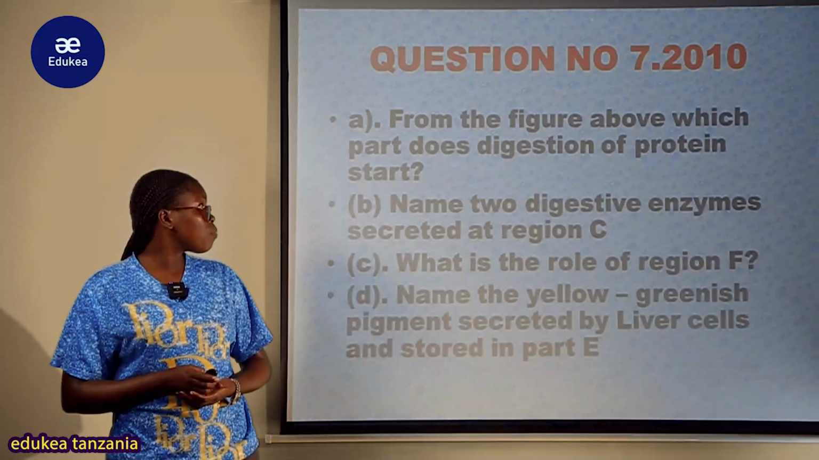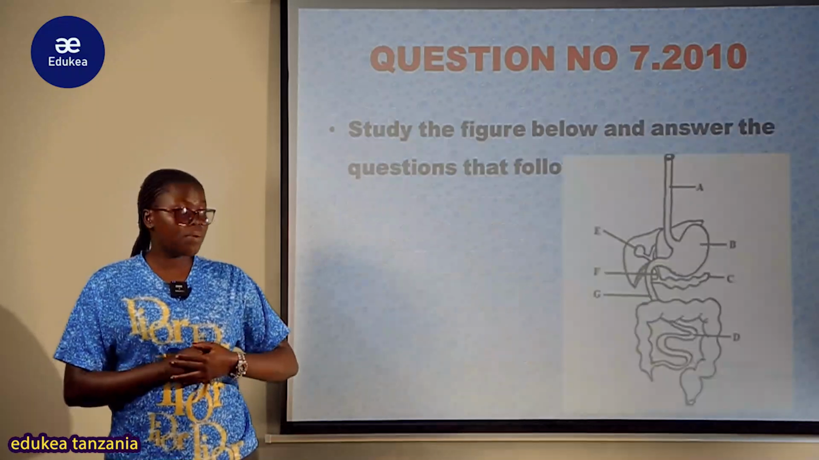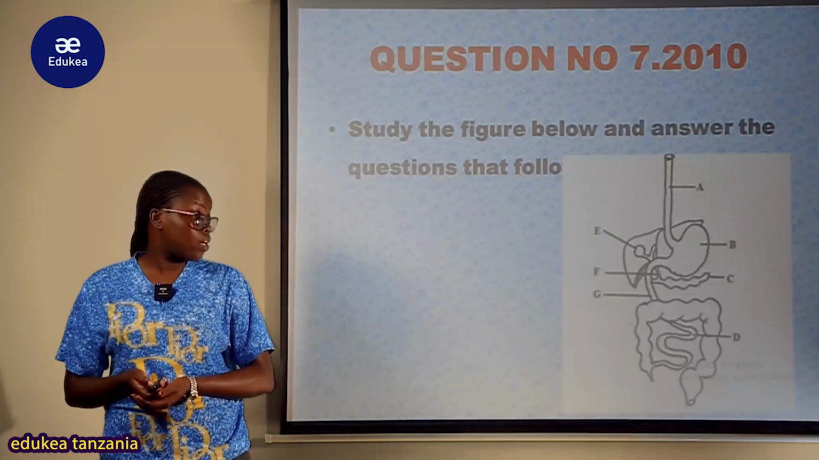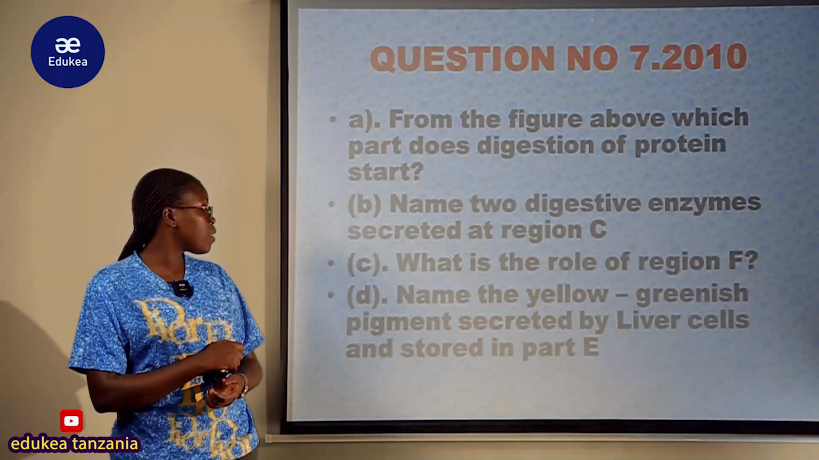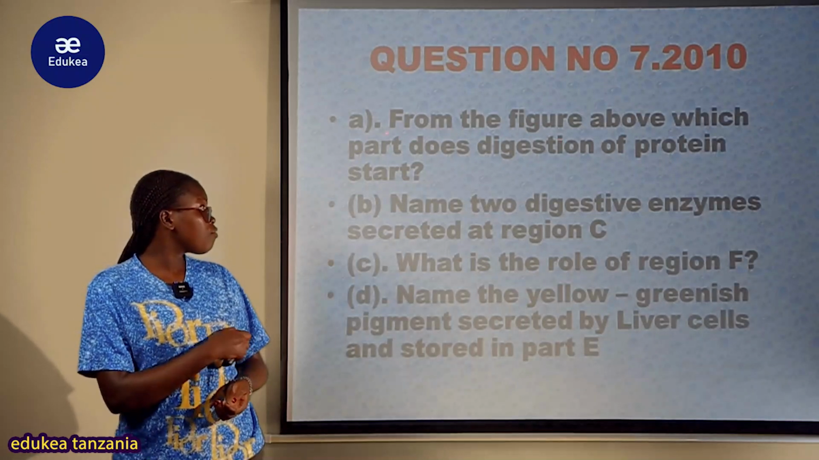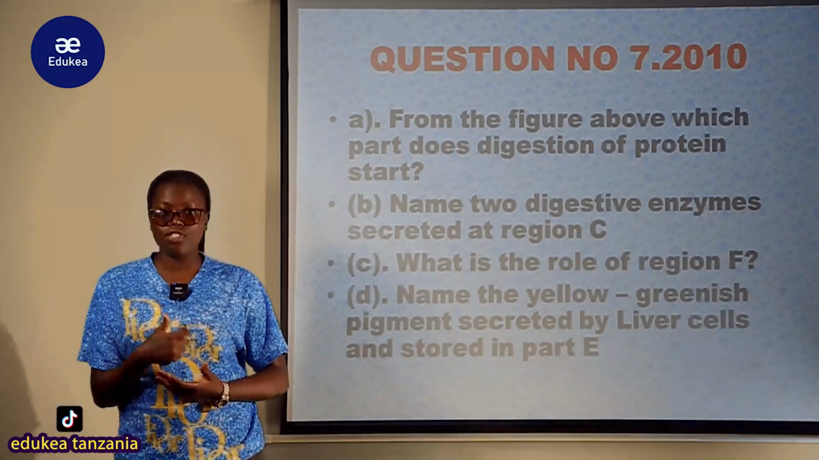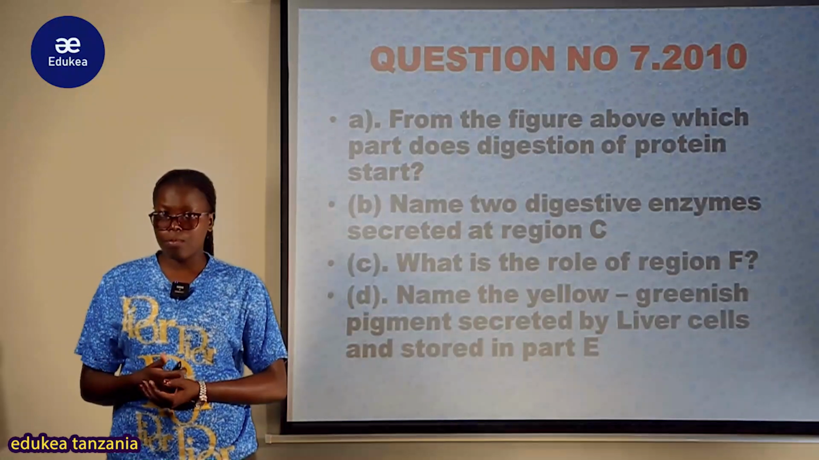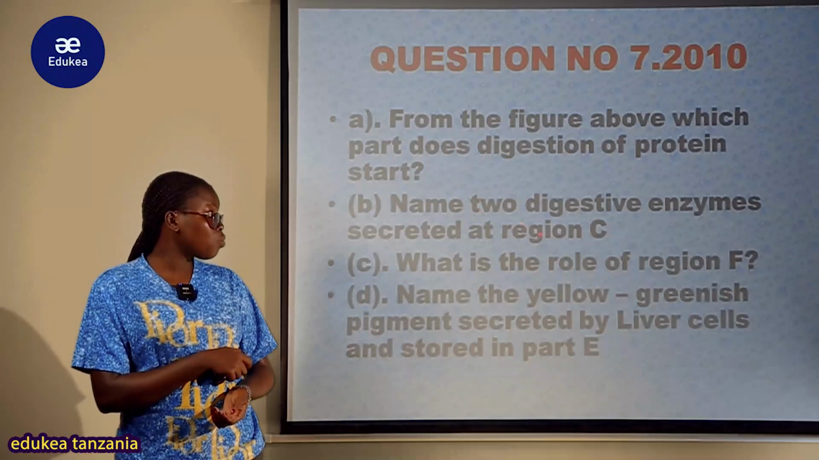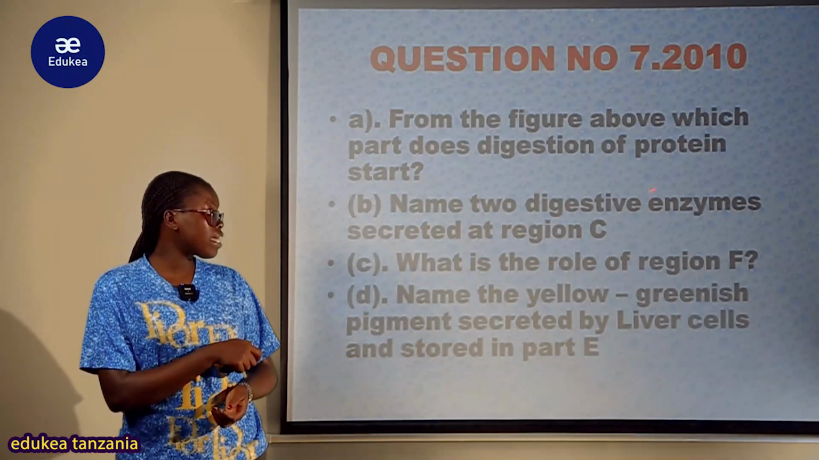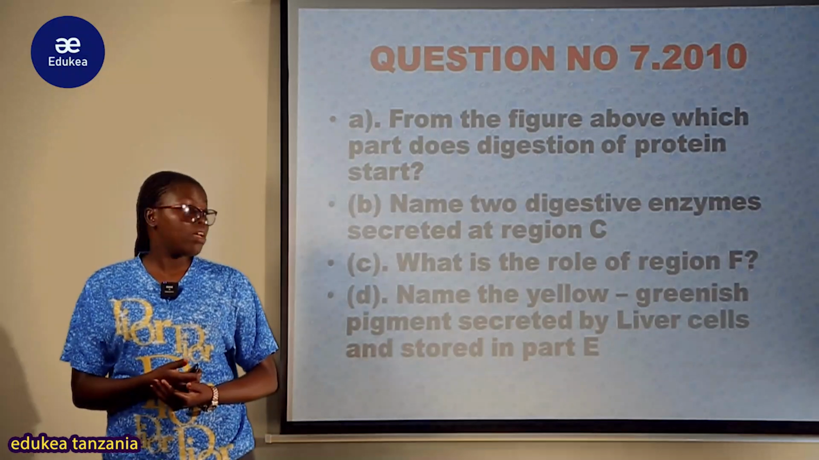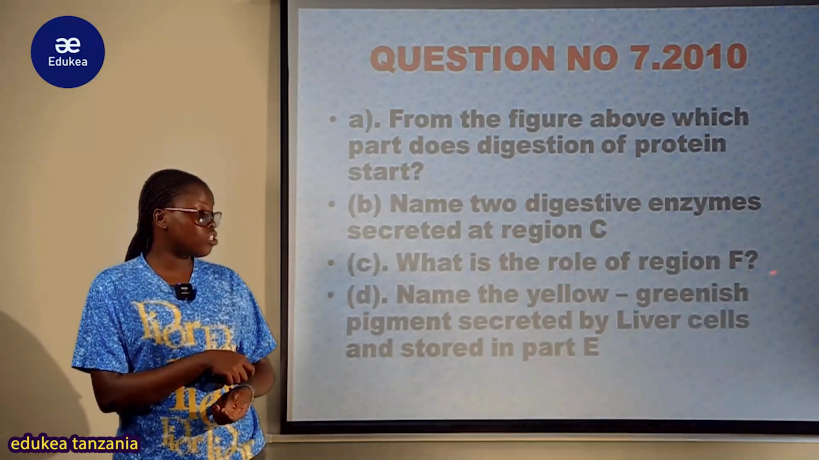Now, my lovely Form 2 students, before we answer our question, first of all, we have to familiarize ourselves with the direction of the question. Once you look at the question, Roman A, from the figure above, which part does digestion of protein start? You have to state from the given diagram where the digestion of protein starts. And Roman B, you are needed to name the two digestive enzymes secreted at region C, so you need to determine what is region C. And Roman C, what is the role of region F?